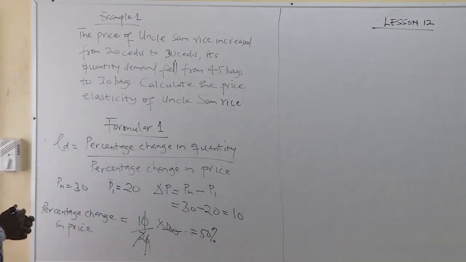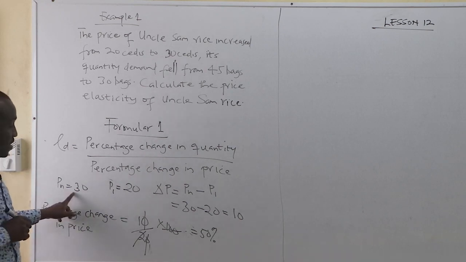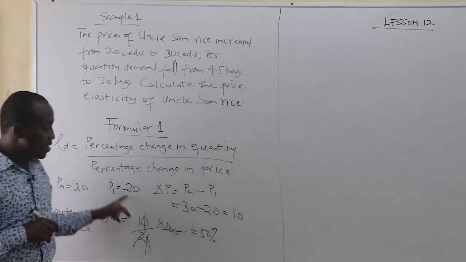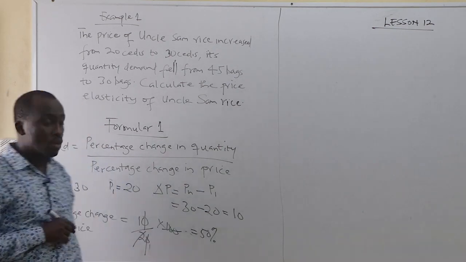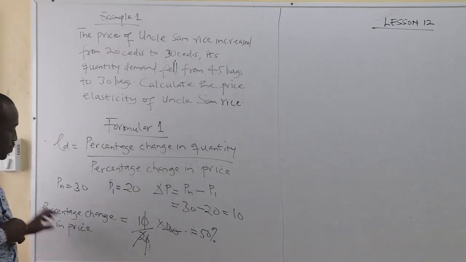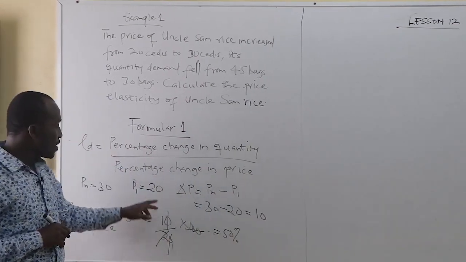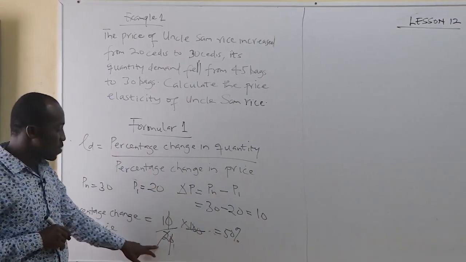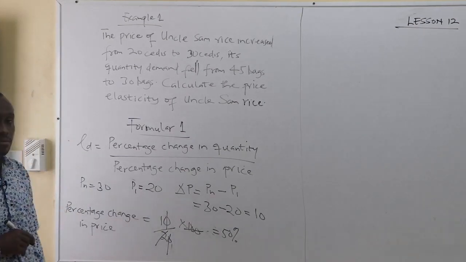So the formula is the percentage change in quantity demanded over the percentage change in price. You have seen the percentage change in price. We find that the new price was 30, the initial price was 20, and therefore the change in price is 30 minus 20. That gives you 10. So if you're interested in the percentage change, then the change, that's the 10, divided by the initial price, that's 20, times 100. And when you cancel it, you're going to get 50%.